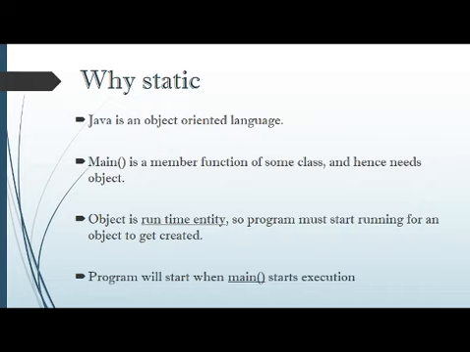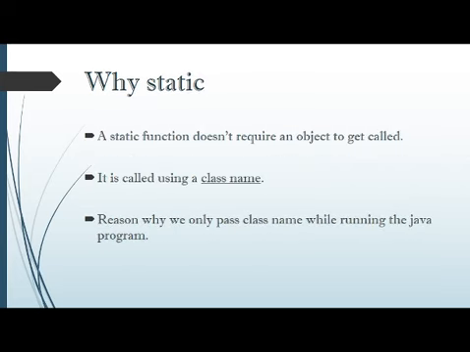So how static helps here, we'll see. Any function which is created as static doesn't require an object to call that function. A static function can get called using a class name and not by using an object. And this is how, by making the main function static, we can save ourselves from the problem of creating an object first and then somehow calling main, because now, being a static function, main will not require an object to call itself, but it will definitely require a class name.